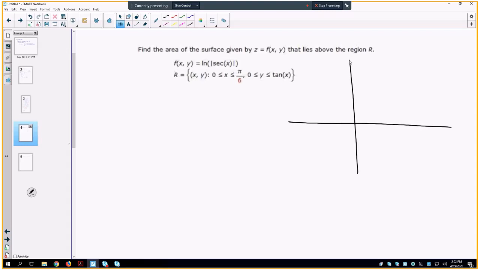So let's think about what the curve tangent of x looks like in the xy plane. And I know my x is going to be between 0 and pi over 6, so I know that I'm going to be just in the first quadrant. But the tangent curve should look like this. It should be an odd function, symmetric with respect to the origin, with asymptotes at x equals minus pi over 2 and x equals pi over 2.